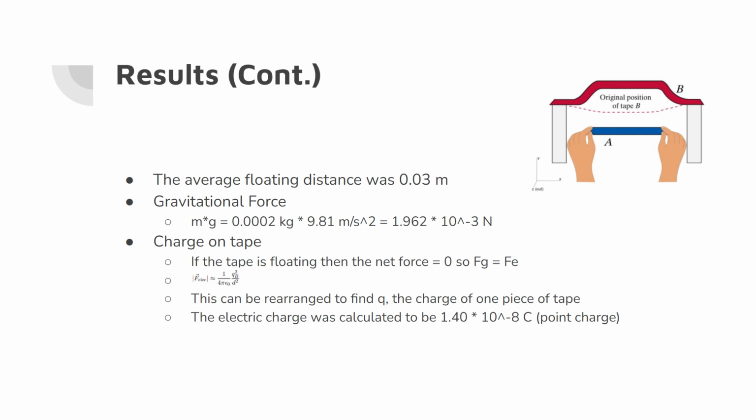The gravitational force can be calculated by mass times the acceleration of gravity, and this resulted in a gravitational force of 1.962 times 10 to the negative third newtons. That means that the electric force was also equivalent to that, and using Coulomb's law, the charge of one tape could be found by rearranging to find Q. The electric charge was calculated to be 1.4 times 10 to the negative 8 coulombs, and an assumption was made that each tape was just a point charge.